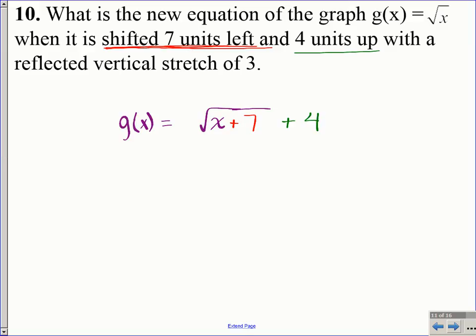Down would be a minus. And then our last transformation here says a reflected vertical stretch of 3. And that's what comes in front of the radical. The fact that it's reflected tells us it needs to become negative, and the stretch is 3. So there's our equation. g of x equals negative 3 times the square root of x plus 7, plus 4.